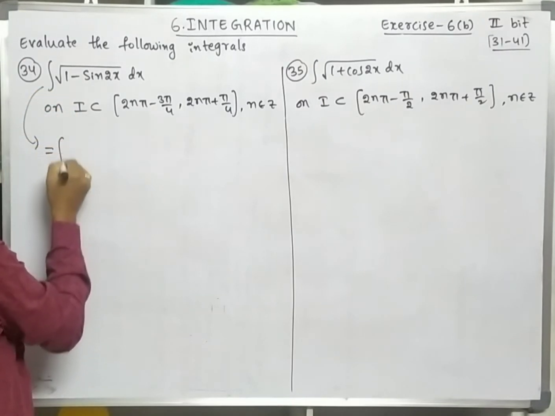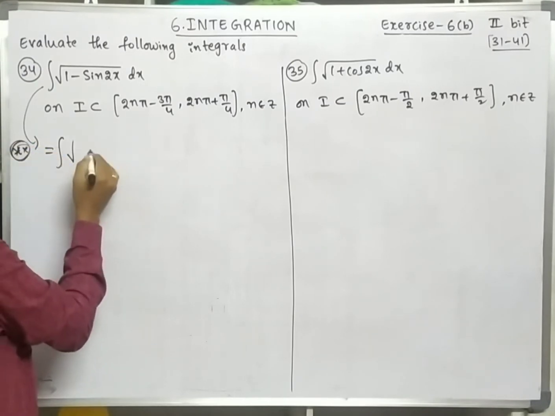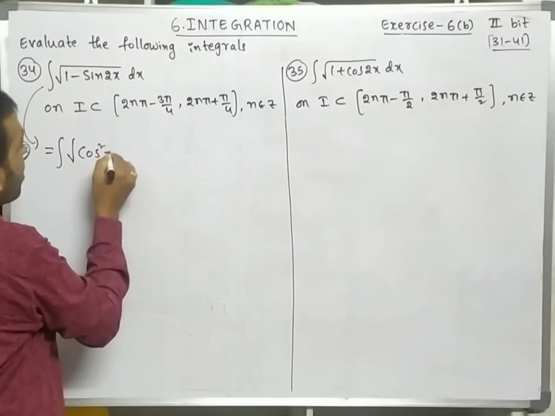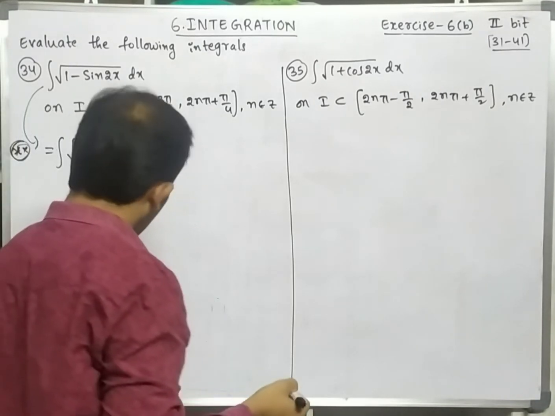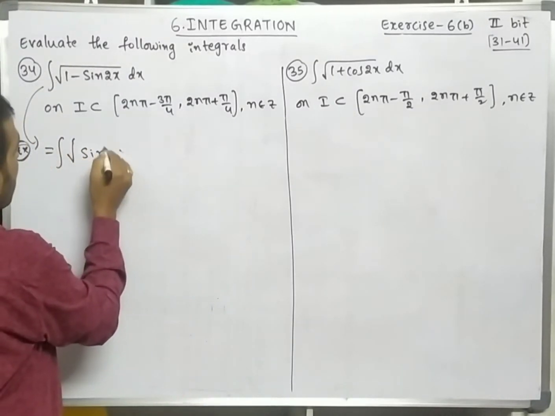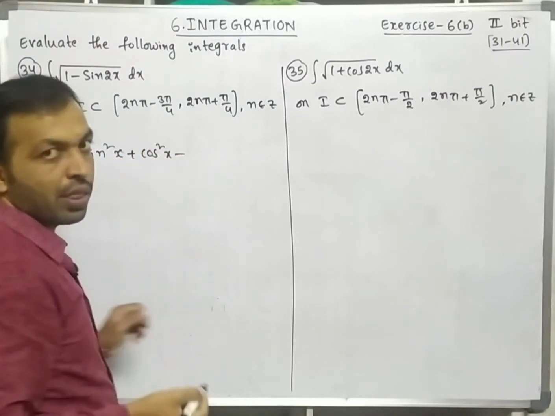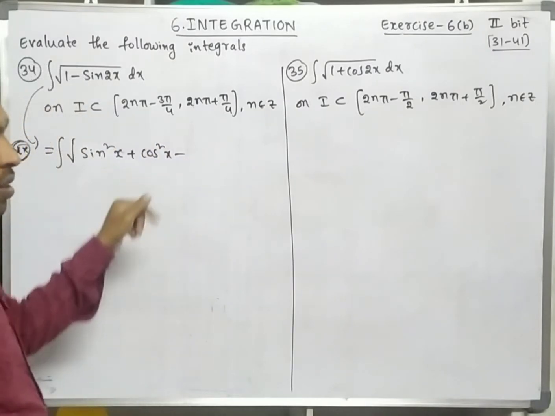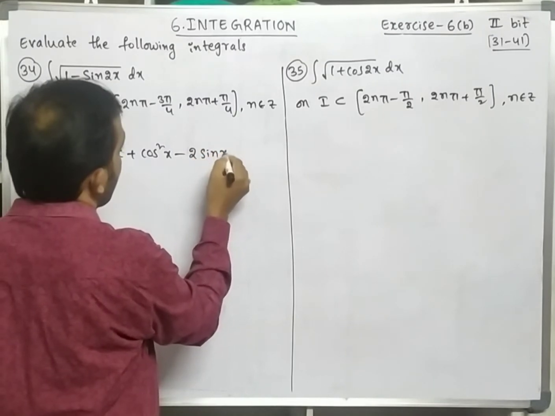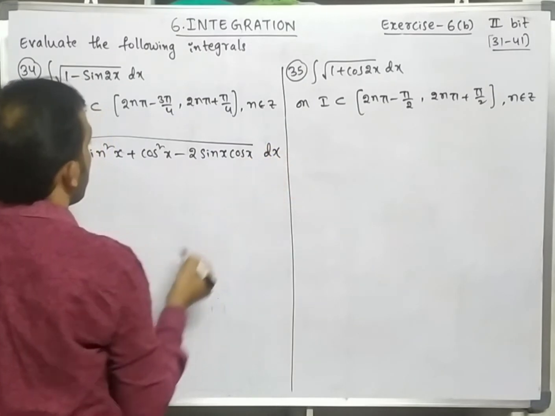This is equal to, here is an important step; you should practice this step 2-3 times. So I am writing 1 as sin square x plus cos square x. Sin square x plus cos square x is 1. 1 can be written as sin square x plus cos square x, minus sin 2x can be written as 2 sin x cos x. Sin 2 theta is 2 sin theta cos theta, into dx.